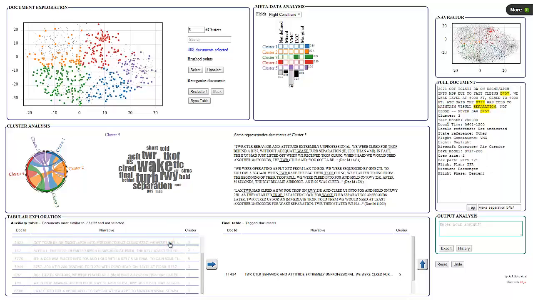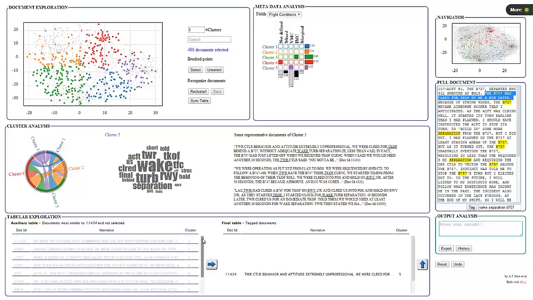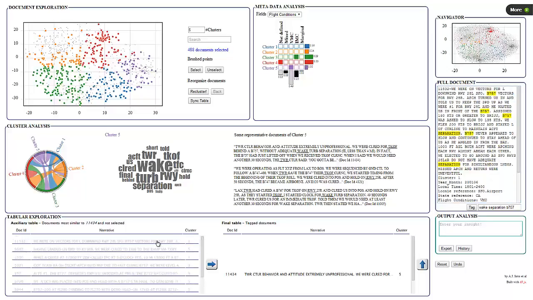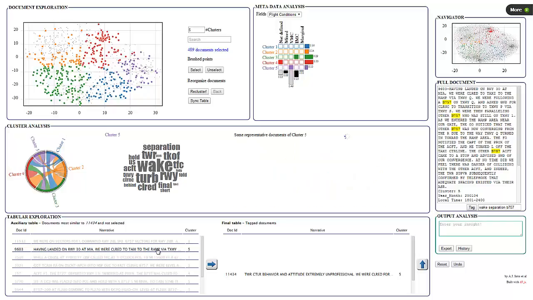We can read the full documents and select them to be included in the analysis if necessary. For example, document 157 is told by a tower operator and describes how he handled the separation between two big planes. A similar separation issue is narrated by a pilot in another document. We can incorporate any of these unselected documents by shift-clicking on them.